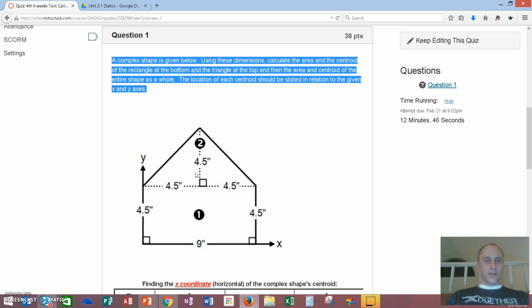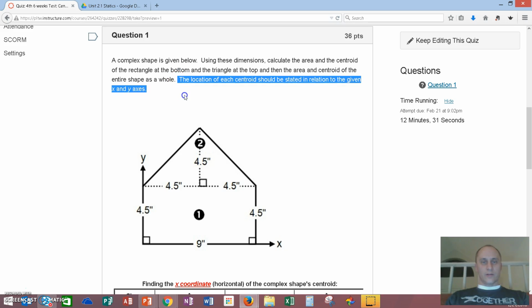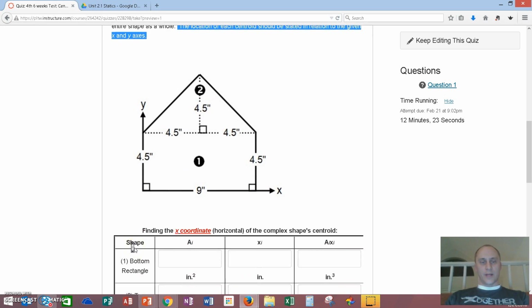And so the basic approach is divide this shape into the simplest shapes we can, which we can form two triangles, or one triangle on the top and a rectangle down below. And then the location of each centroid, this is the key right here. The location of each centroid should be stated in relation to the given x and y axis, which we found the origin down here in the bottom right hand corner.